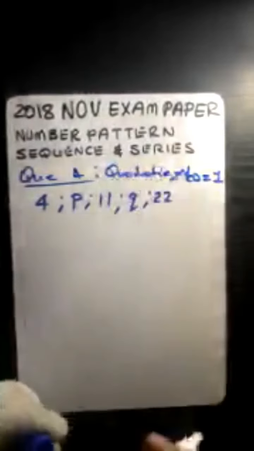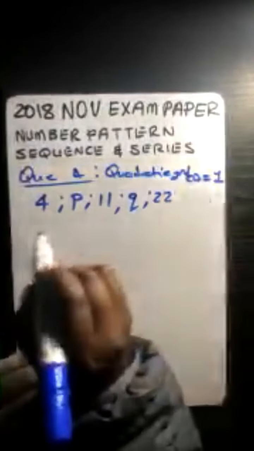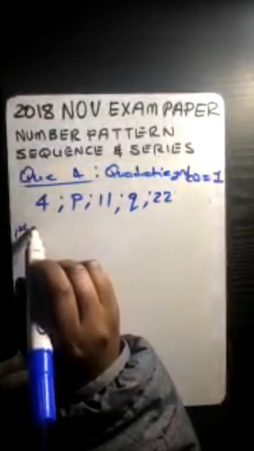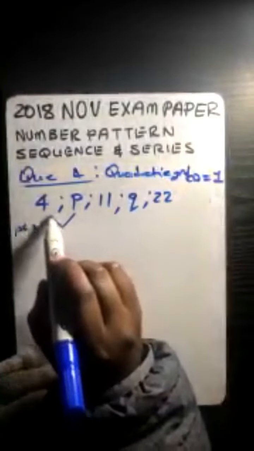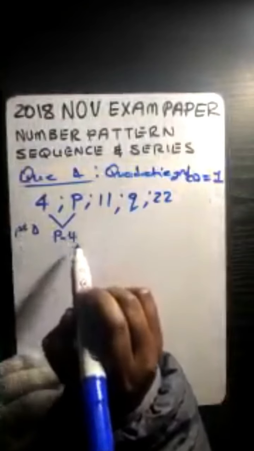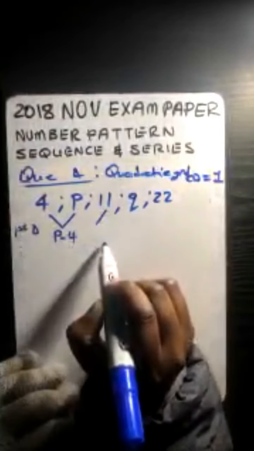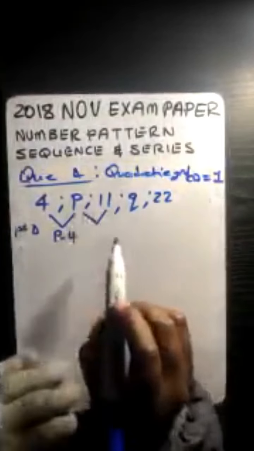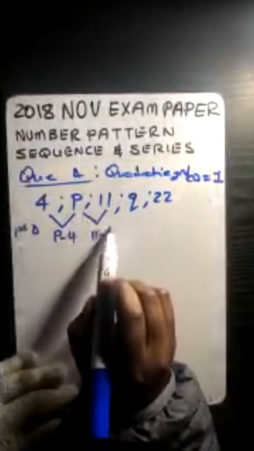So, ladies and gentlemen, before I even start attending the questions, I'm going to do all that I can as far as the quadratic number pattern is concerned. I know very well that I'm going to have the first differences. So that means p minus 4, a term minus the term before it, so 11 minus p, and again q minus 11, and 22 minus q over there.